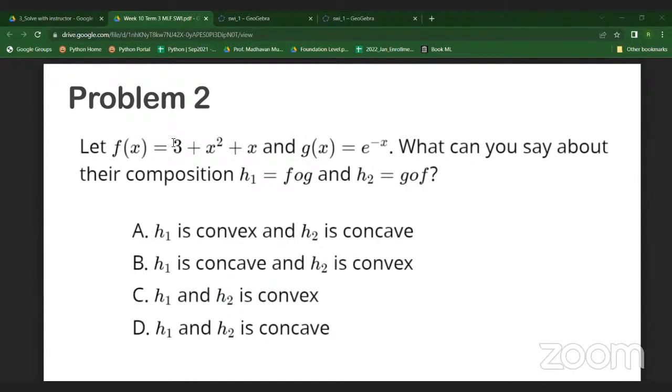For example, if you have this 3 plus x square plus x, if you do the double derivative, the double derivative is going to be equal to 2. So irrespective of what the value of x is, the double derivative is always 2, right? So this 3 plus x square plus x is convex. Similarly, for g of x equals e power minus x, the double derivative is again e power minus x. No matter what the value of x is, e power minus x is always positive. So that's why we say this g of x is also convex.